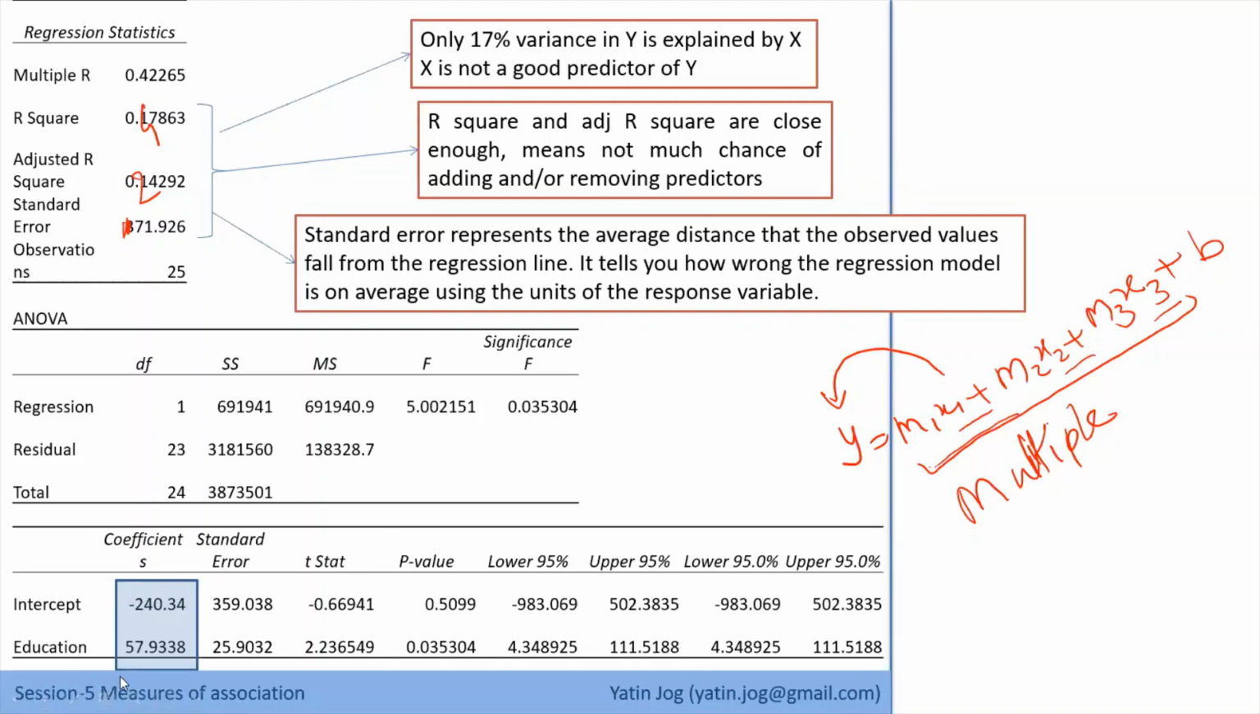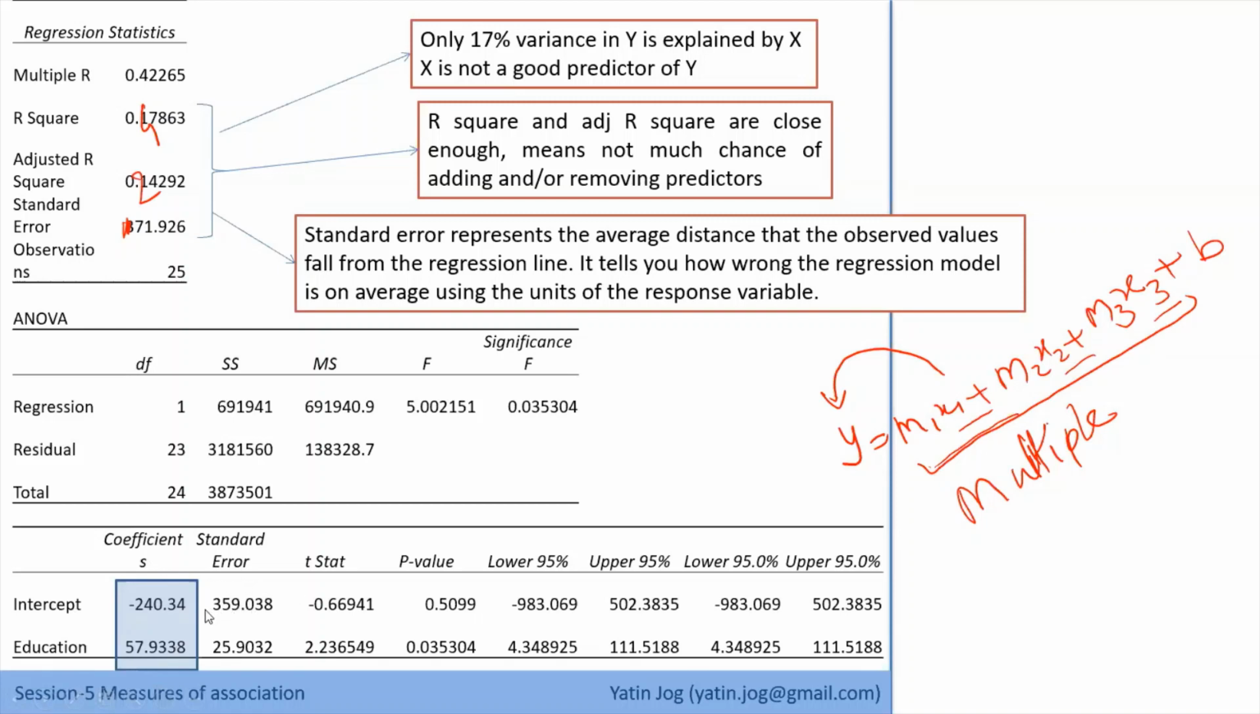Now, looking at the coefficient table, you can see the intercept is at -240, which is the constant, and the education value is 57.9338. So these are the coefficients in your equation. In multiple regression, you'll have multiple independent variables in this table also. We'll see that once we start with Excel. It will give the individual standard error also. You can see the major standard error is in case of the intercept, which is a constant.